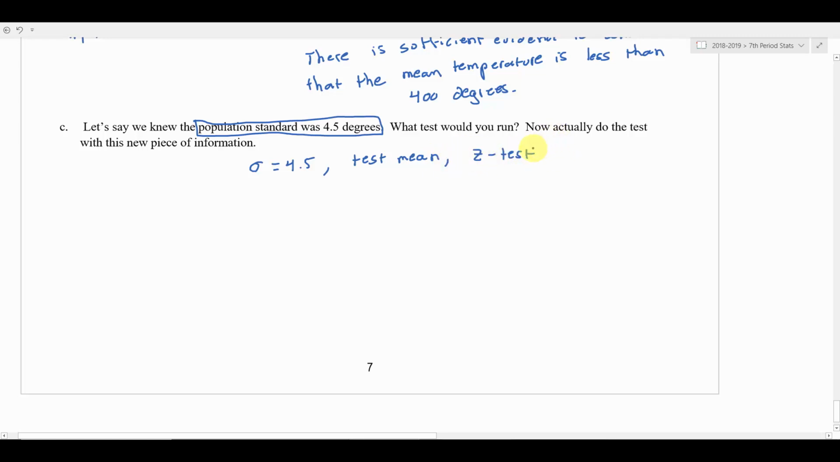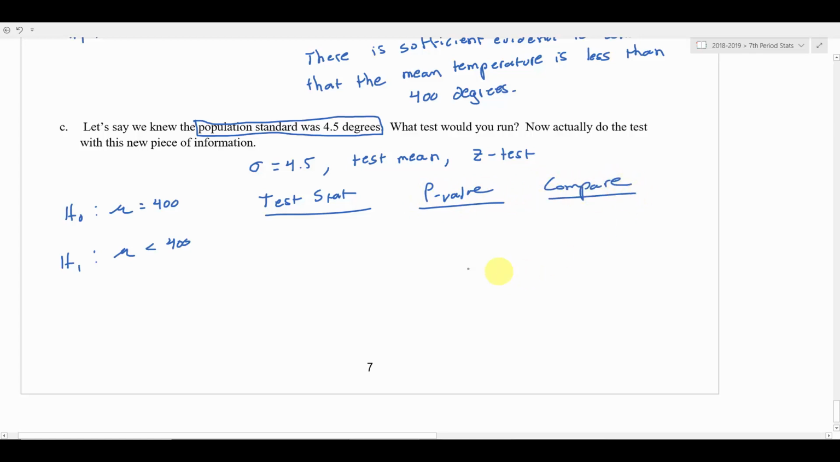And now they actually want us to go ahead and do the test with this new piece of information. So that means instead of doing a t-test, we would run a z-test. But we still need to set up a null and an alternate hypothesis here. And it'll be the same exact test, right? So if I set the oven at 400, it should still be at 400. I would assume that it goes to that temperature. The concern or the claim is that it is less than 400. We're going to need to test that. We're going to need a p-value. And we're going to have to compare.